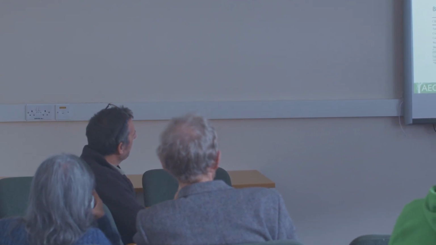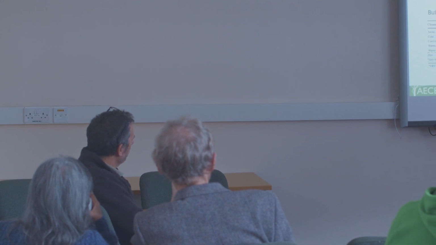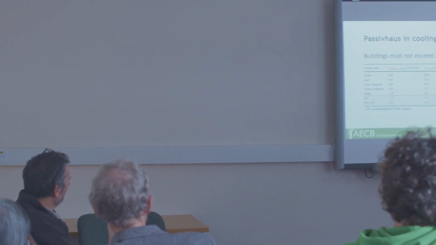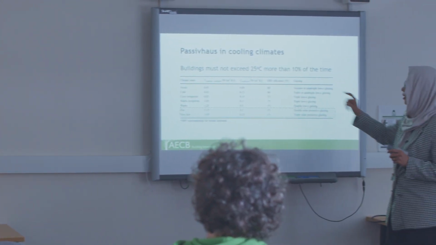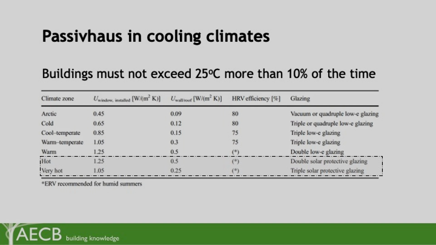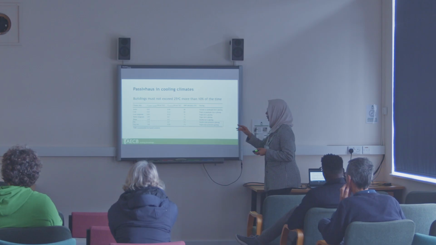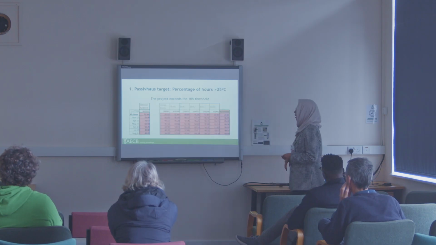And you can see that the ventilated reflective roof does keep room temperatures significantly lower than external ambient. So our first measure that we measured against was Passivhaus. Passivhaus says that the temperature must not exceed 25 degrees more than 10% of the time, and it gives basic recommendations for U values and glazing types for very hot and hot climates. So that target was not met.